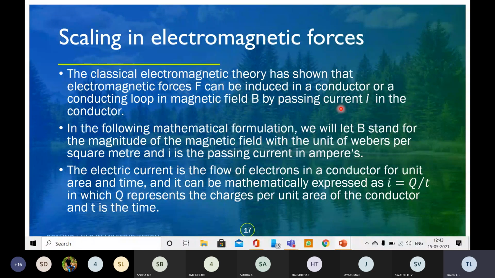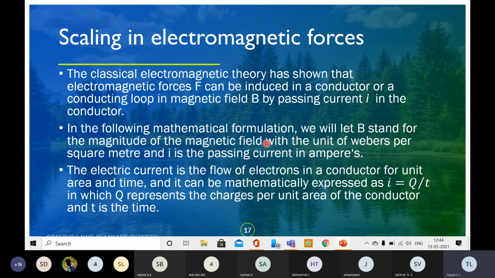When you bring electromagnetic forces from machines at larger scales down to the micro level, we have to consider how it is brought down and where we use it. Electromagnetic forces using current are used in cars, so in miniaturized cars we can use this method. But let us take the classical example first. The force F can be induced for a conductor or a conducting loop in the magnetic field B by passing the current through the conductor. For that magnetic field, we'll calculate what the electromagnetic force will be here.